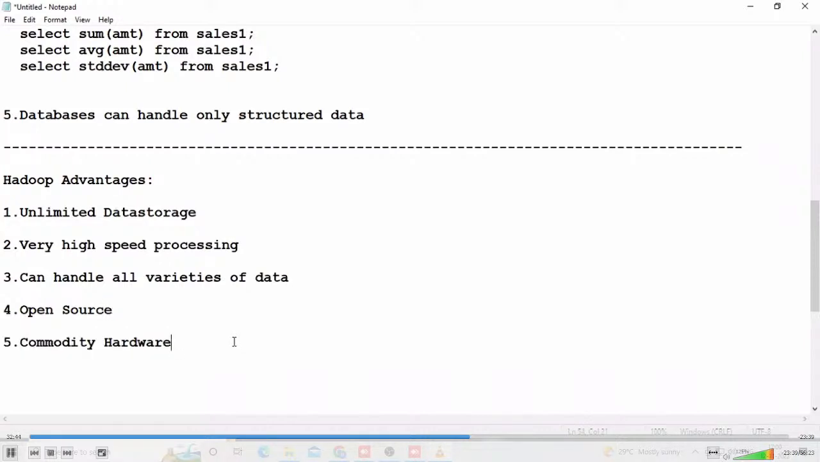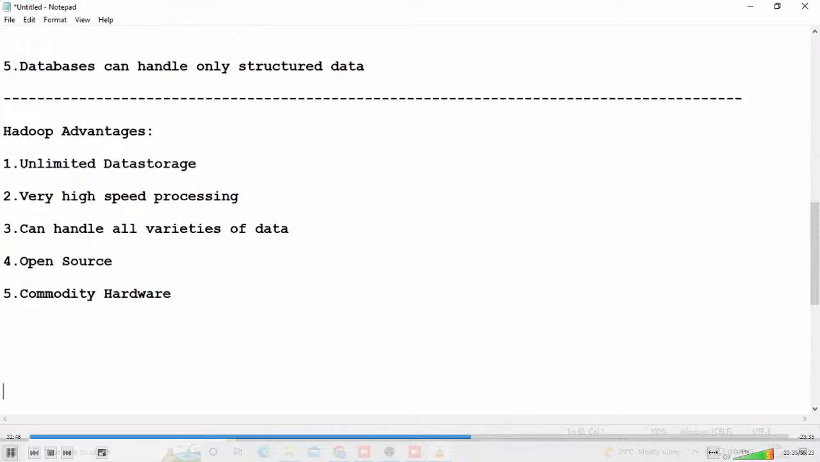Very high speed processing means there was a test conducted. Just observe this. Yahoo conducted a test to check the speed of various databases by taking a table. Hadoop supports parallel processing, so it has very high speed processing because of parallel processing.